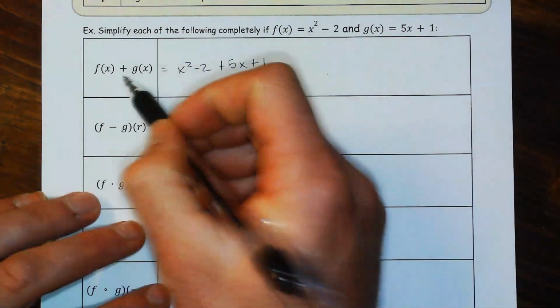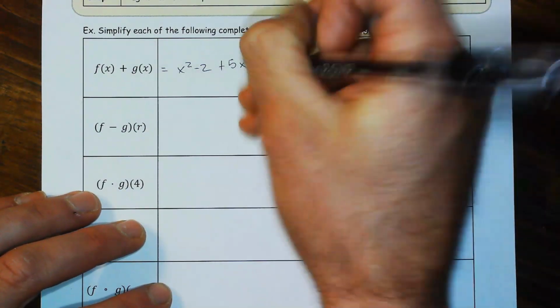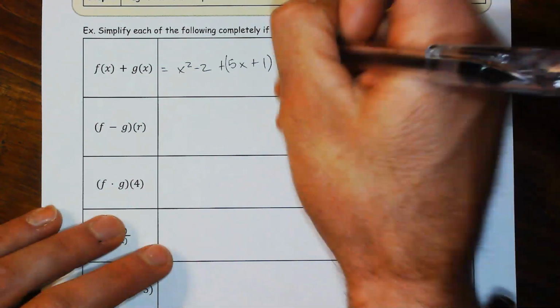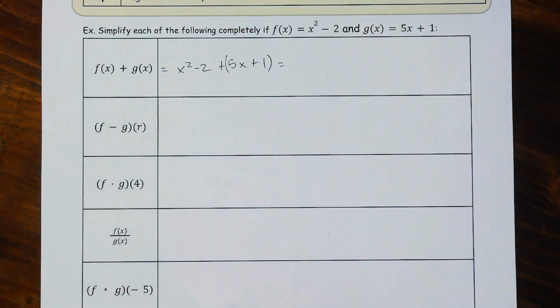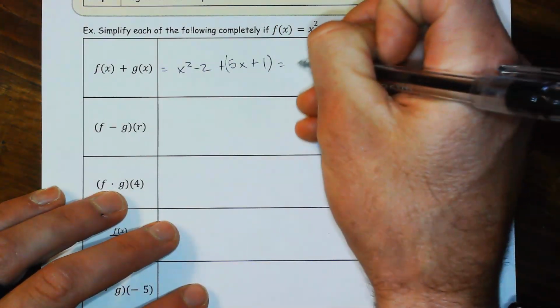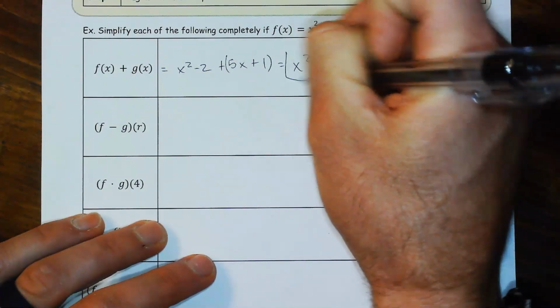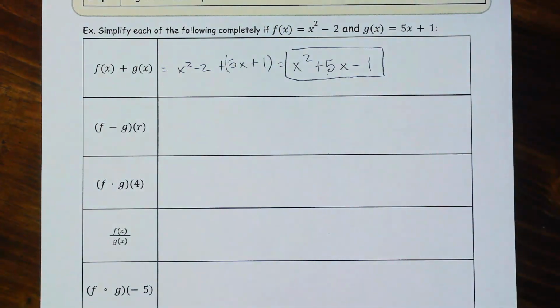Now, when I'm adding, I don't really need to be careful about my parentheses, but if I was subtracting, I would need to be careful, so just keep that in mind as you go. And then I just want to combine like terms and write in descending order, so that would be x squared plus 5x minus 1. And that's all I'm looking for you to do. That is the function f of x plus g of x.